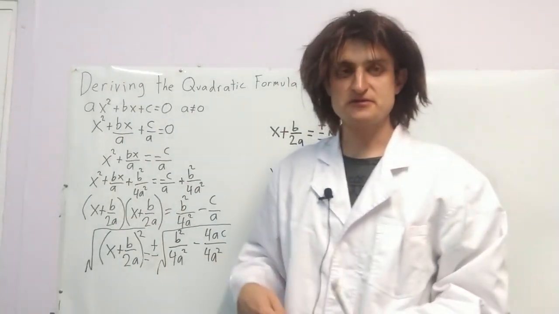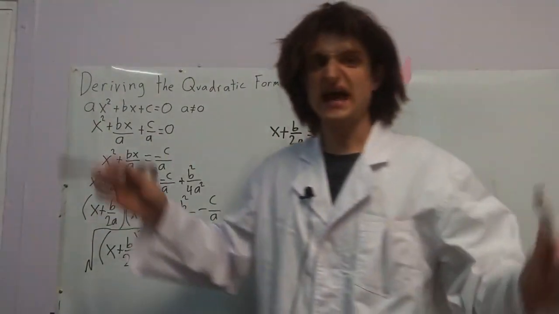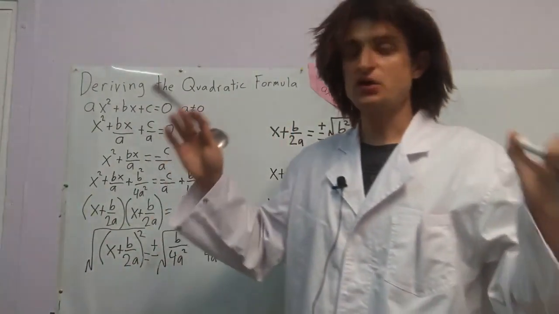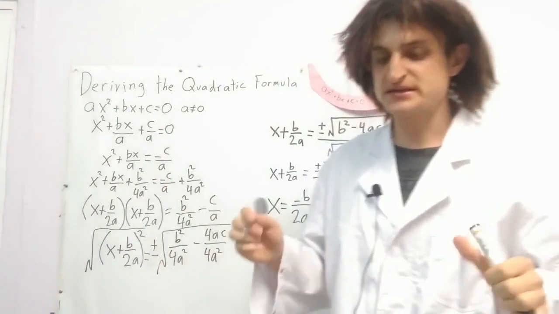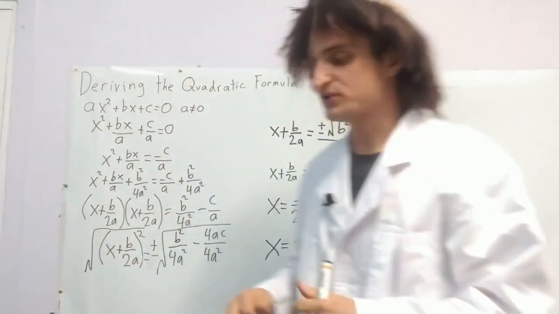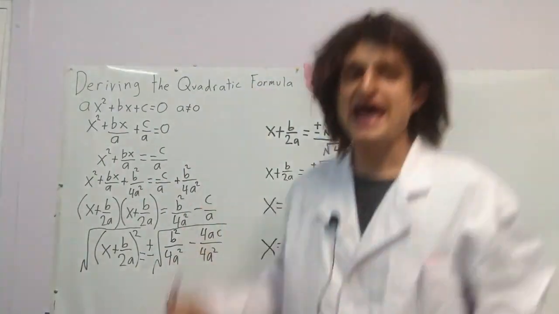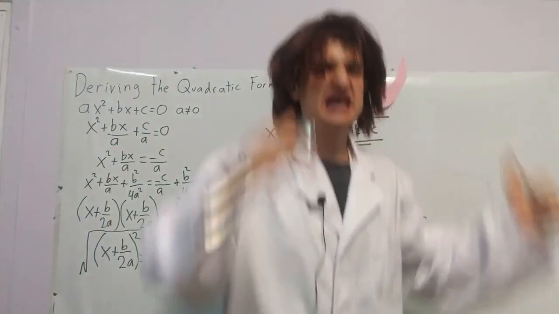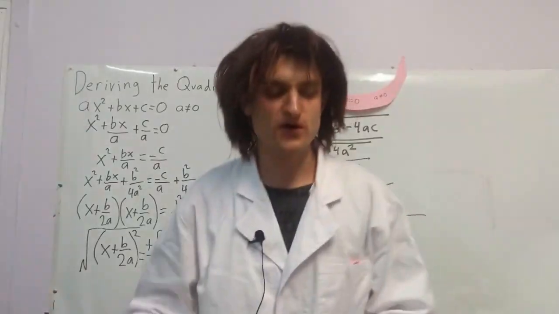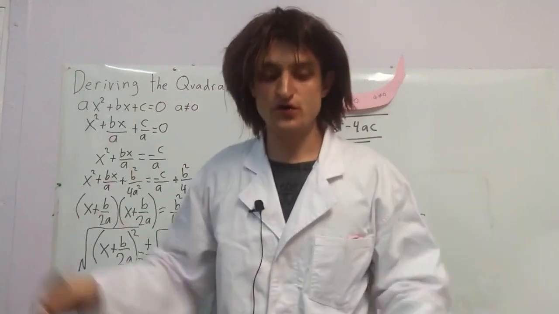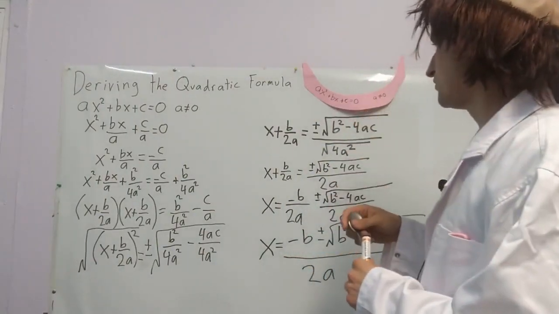Sing along with me. If ax squared plus bx plus c equals 0 and a doesn't equal 0, use the quadratic formula, which says x equals negative b plus or minus the square root of b squared minus 4ac all over 2a.